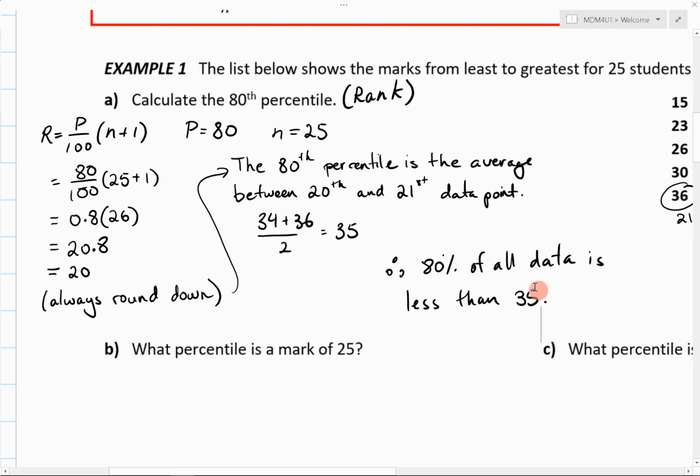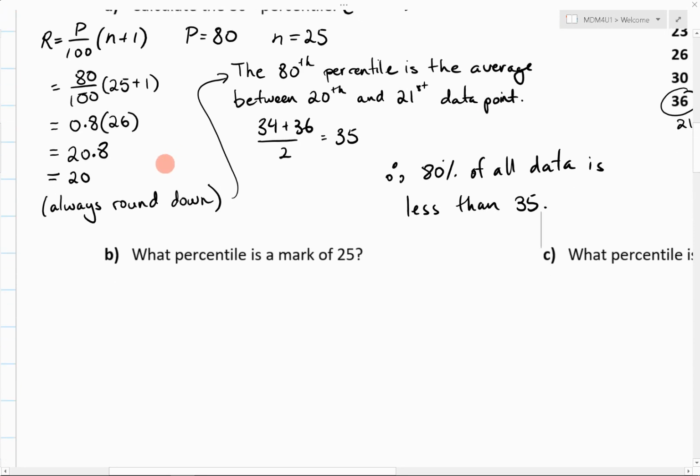Okay, so this is a class mark, marks 35 out of 40. So 35 out of 40 represents my 80th percentile. So anyone who is at 80% or below of the class, in terms of the score, is going to have a score that's less than 35.